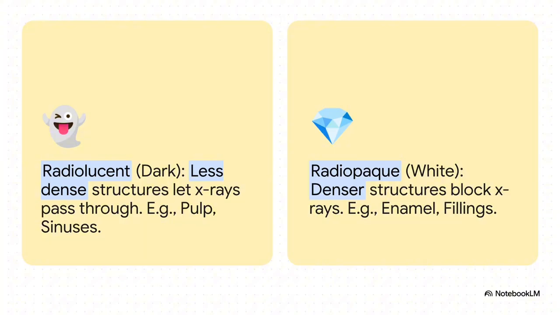And that principle is basically a language of light and shadow. You have two key words, radiolucent and radioopaque. Structures that are less dense, like your nerves or sinuses, let the X-rays pass right through, so they show up as dark or black areas. That's radiolucent. But the denser stuff, like your super hard tooth enamel or a metal filling, blocks the X-rays, so it appears bright white, or radioopaque. The entire image is basically just a very sophisticated shadow play.